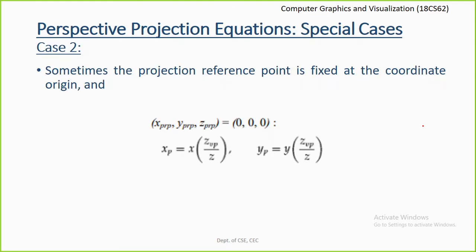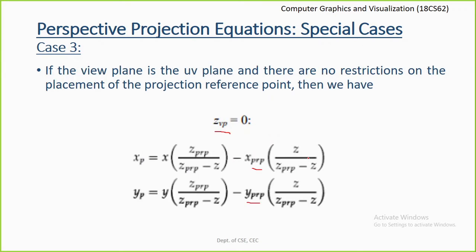In the second case, the projection reference point is the origin of the viewing coordinates. In that case, what happens? We rewrite the equation to get XP equals x into ZVP by z, and YP is given as the y coordinate of a given point into the z coordinate of the view plane divided by the z coordinate of a given point.